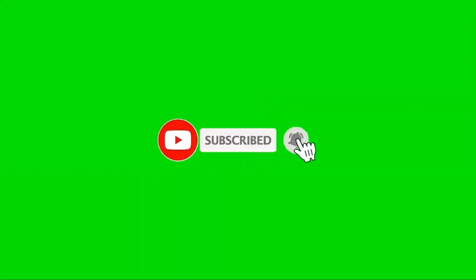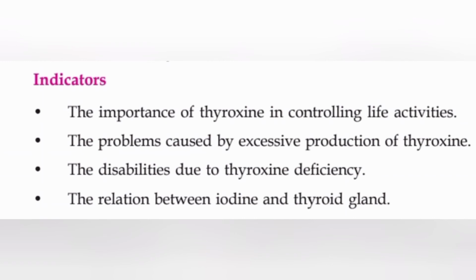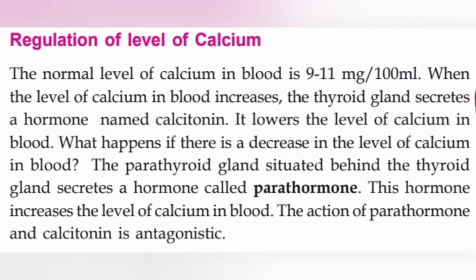From this, we have studied the importance of thyroxin in controlling life activities, the problems caused by excessive production of thyroxin, the disabilities due to thyroxin deficiency, and the relation between iodine and the thyroid gland. Hope you are clear. The thyroid gland produces two types of hormones, thyroxin and calcitonin. We studied about thyroxin. Now let's move on to the next hormone, calcitonin.